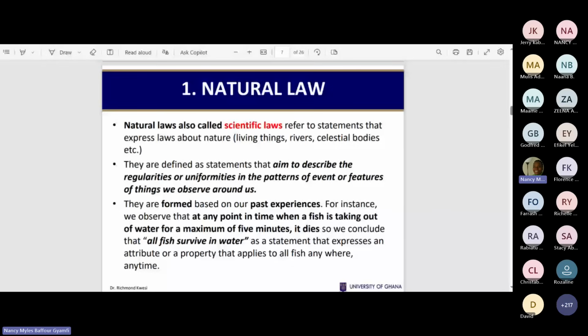Did he use any lab? No. There's no laboratory, but it's very scientific. It's based on what? Observations upon observations upon observations.